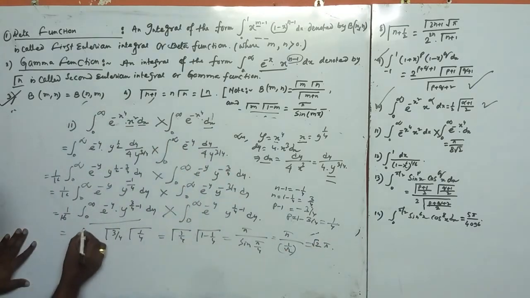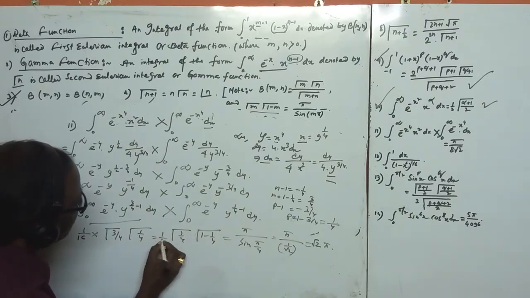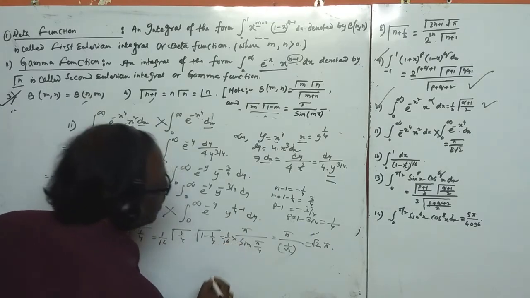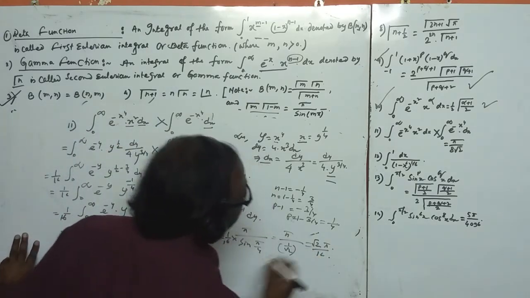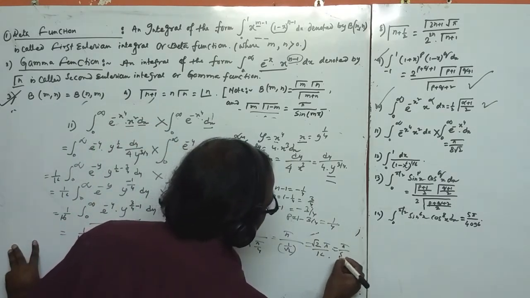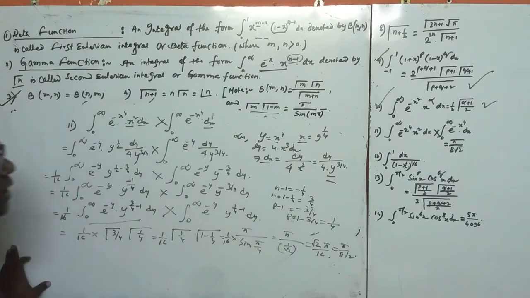Sorry, there is 1 by 16, this number is missing here, so 1 by 16 times that. That is pi by 8 root 2. This is the answer for question number 11. See the solution, and this is a very important question for you.